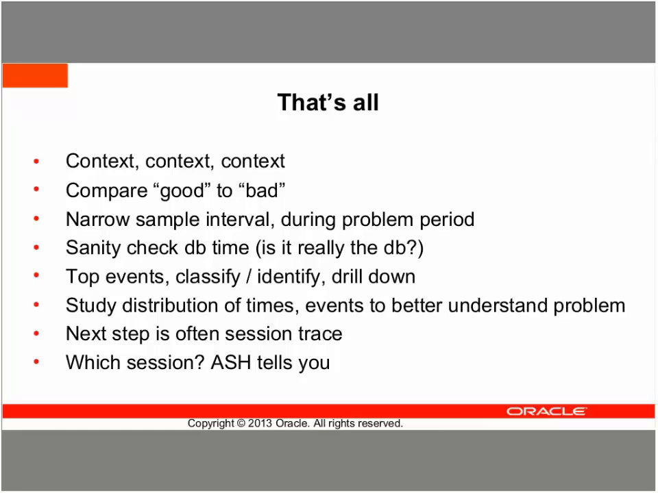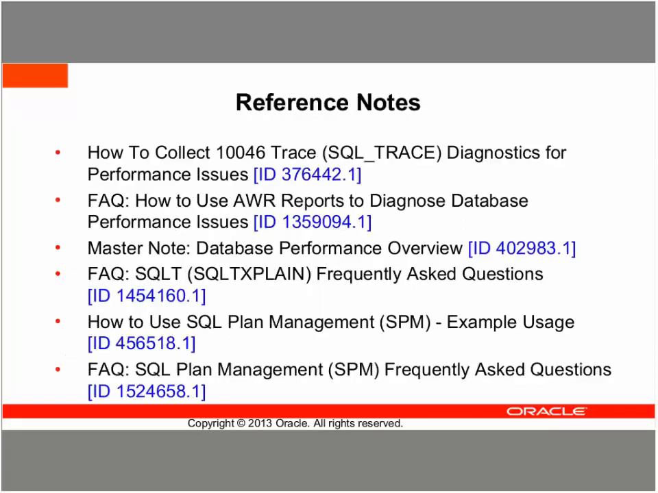Use the top events to try to drill down. That's identifying the worst bottleneck. The distribution of times helps you to understand and characterize the nature of the problem. I went into a lot of detail on that. You don't need to. You look at it from the top view and say, aha, this is what's going on. And then typically, most often, you're going to be doing a SQL trace. How do you know what session? If AWR doesn't tell you, ASH will. And that is it.